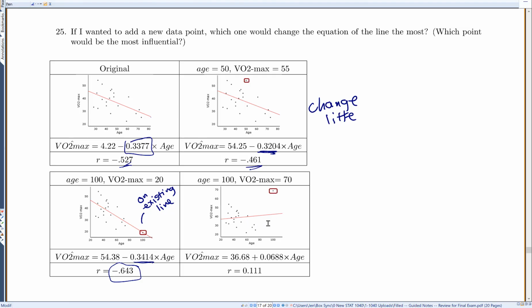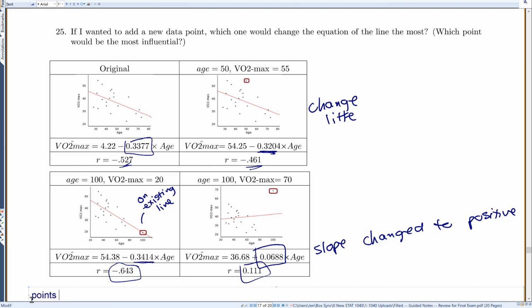Okay. Because he was so far away and we put him up high, notice what happened to my slope. My slope changed to positive. Okay, my correlation, again, changed to positive. So just one point can completely ruin your entire line. And that's an important part that you need to remember. You also need to remember that points with X values far from the rest can have the most influence.